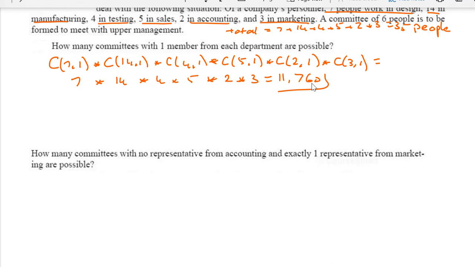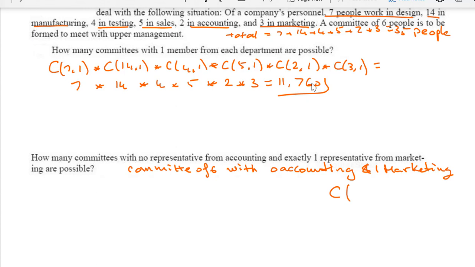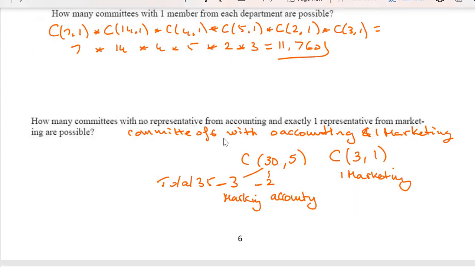Here we want a committee of 6 with 0 accounting and 1 marketing. We could think about it as having exactly 1 marketing. Since we have three marketing people, let's pick 1 from 3, and this guarantees 1 marketing. So we need a committee of 6 with 0 accounting and 1 marketing. To guarantee 1 marketing, we pick 1 out of 3.